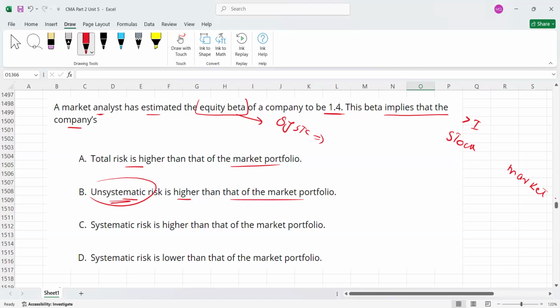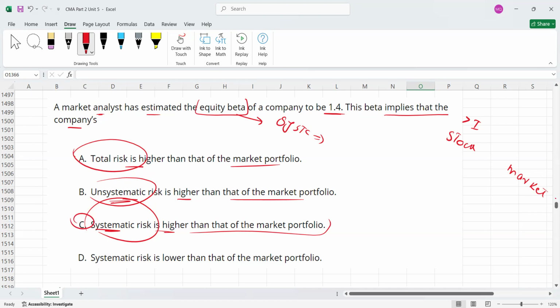If you look at C, they're saying the beta implies that systematic risk is higher than that of the market portfolio. It's not a total risk. It is only a systematic risk. Like this systematic risk could be the risk of war. It could be an economic recession. For example, if there is a recession in the economy, obviously every company will suffer, right? So it always represents the systematic risk. So this is actually the answer of the question.